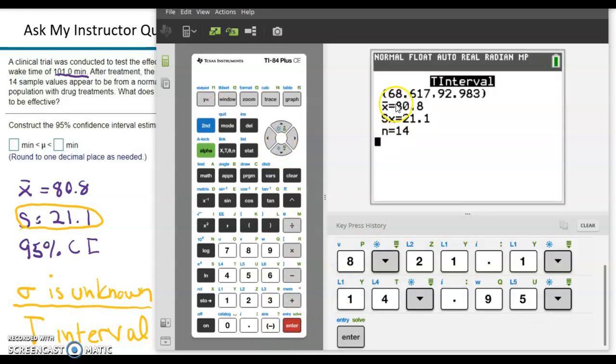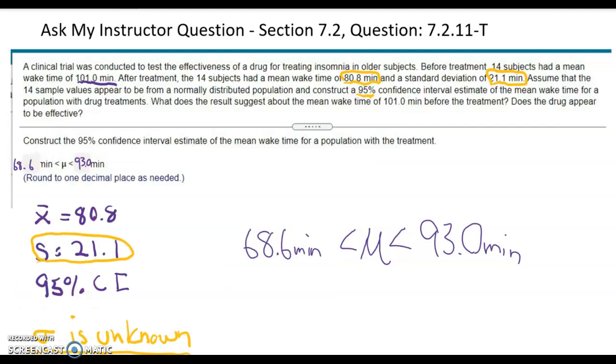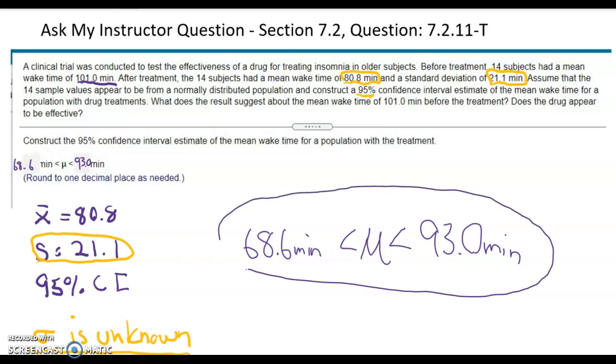We're given 68.617 to 92.983. The question asks us to round each of those to one decimal place. So let's go ahead and write our confidence interval. Our rounded answer for the 95% confidence interval estimate of the mean wake time for a population treatment is 68.6 minutes to 93.0 minutes.